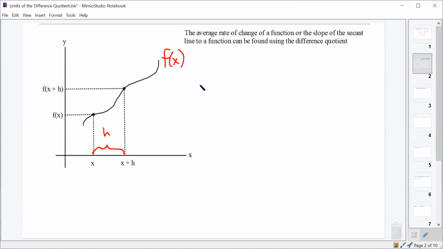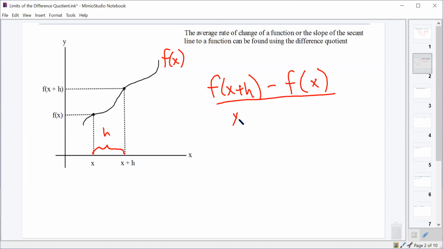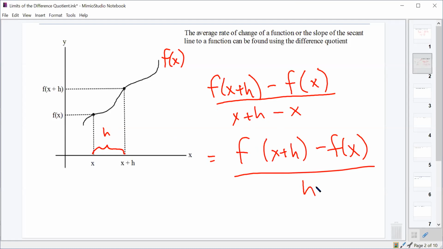And our slope formula then becomes what? What's y2? F of x plus h. And what is our y1? Should be f of x. And we already said x plus h minus x is just h, right? That's the difference between them. So we end up with this formula, f of x plus h minus f of x all over h.